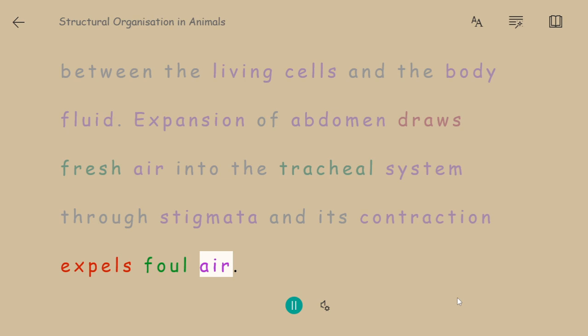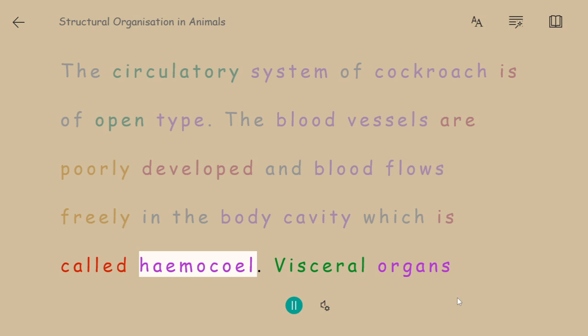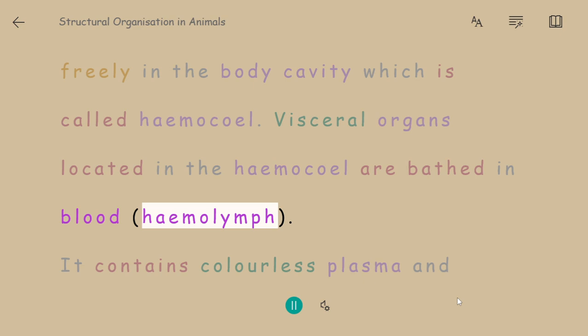Circulatory system. The circulatory system of cockroach is of open type. The blood vessels are poorly developed and blood flows freely in the body cavity, which is called hemocoel. Visceral organs located in the hemocoel are bathed in blood, hemolymph. It contains colorless plasma and corpuscles called hemocytes.